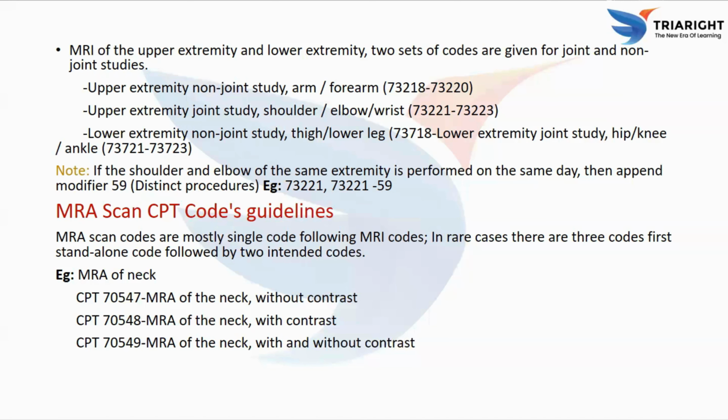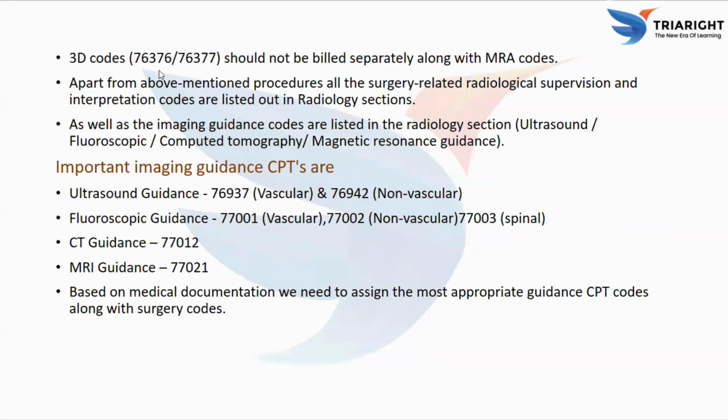And coming to 3D codes here, why should they not be billed with MRA? So what are 3D codes? 76376 is a 3D rendering without image post-processing. 76377 is a 3D rendering with image post-processing.